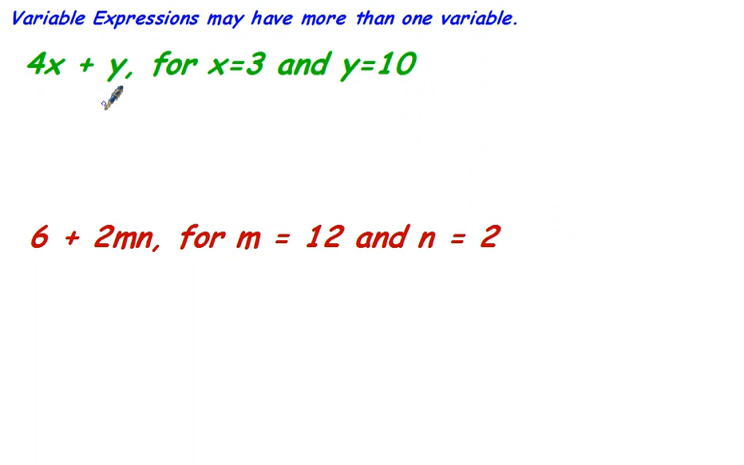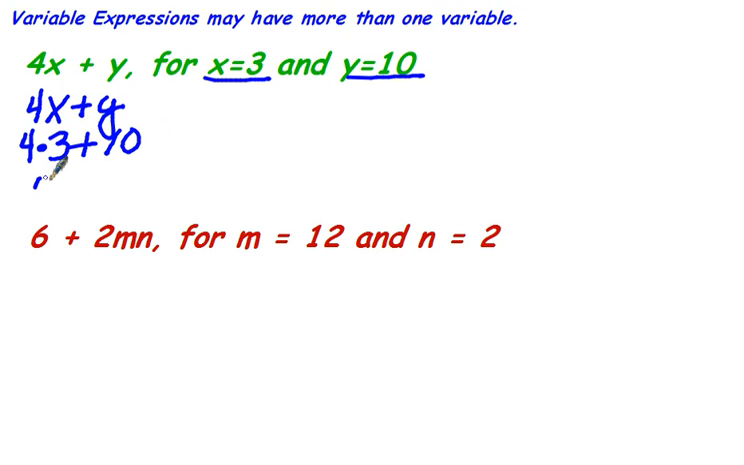You can also have more than one variable. So 4x plus y works the exact same way. This time you would substitute in for both variables. 4 times 3 for the x, plus y. It told us to use 10. Now work it with order of operations. You get 12 plus 10. So your answer is 22.